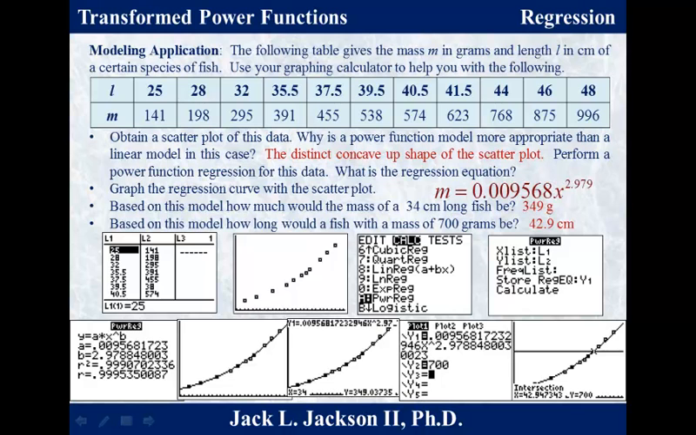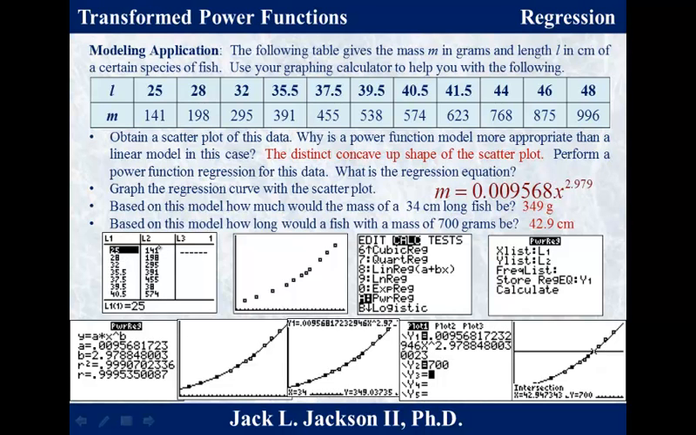Okay, so first thing we do, let's look at the picture here. We go to our calculator. We go to L1, press clear and enter. L2, clear and enter. Enter our data in. 25, enter. 28, enter. 32, enter. 35.5, enter, and so forth. Get all the X's in.